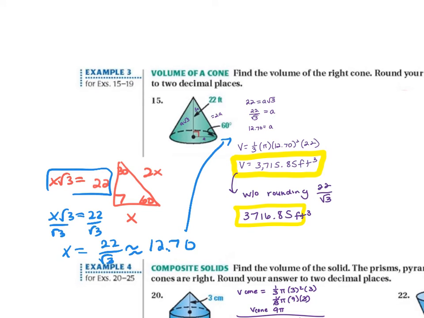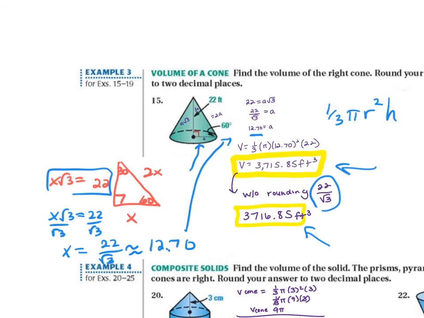Then you plug it into the formula, because that was my radius. X is what we were looking for here in order to find the volume. Once you plug it into 1/3 pi times radius squared times height, you get this. If you didn't round this on the calculator to 12.7, then you would have gotten this answer. So if you would have rounded it to 2 decimal places first, then used the rounded answer, it was slightly different.